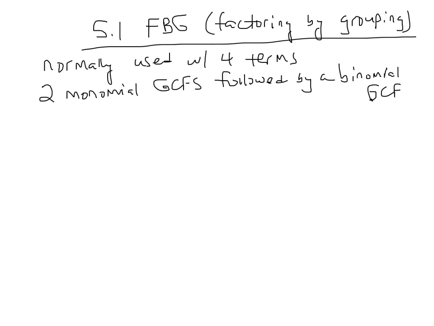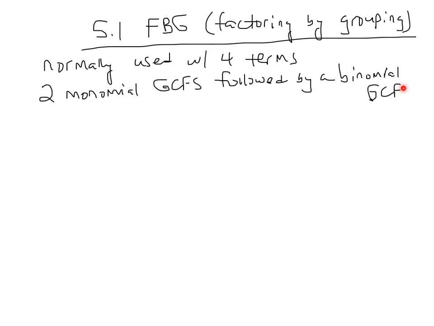I'm going to call it FBG, which stands for factoring by grouping. It's our next type of factoring we're going to study. It's normally used when we have 4 terms to factor, not with 3 or 5. And the way we're going to talk about factoring by grouping is 2 monomial GCFs followed by a binomial GCF. And you'll see what I mean by that in just a second.